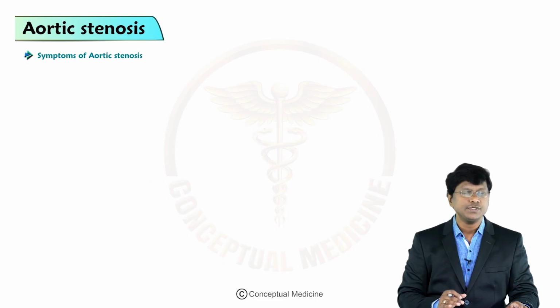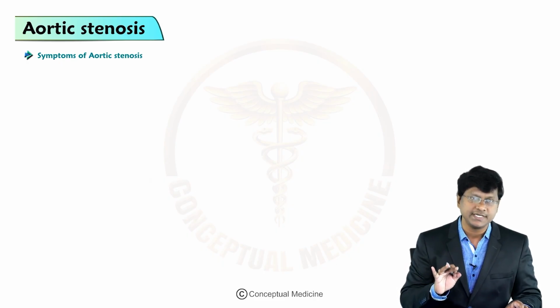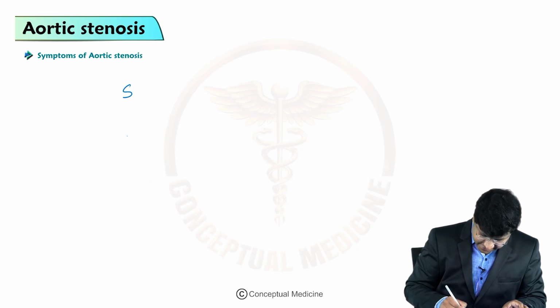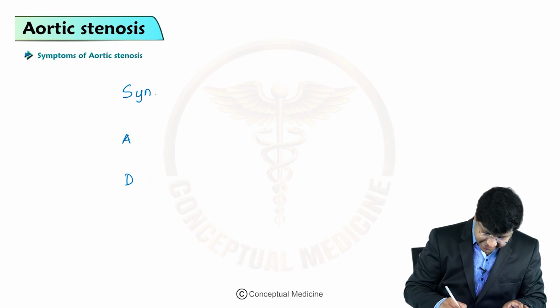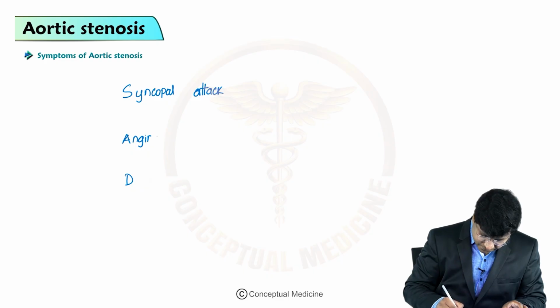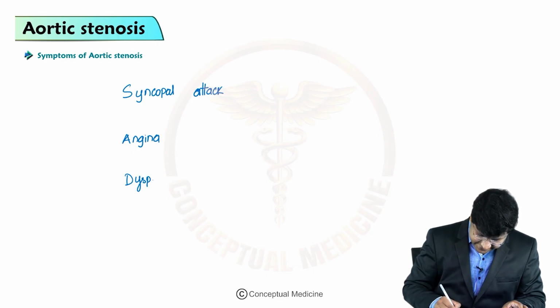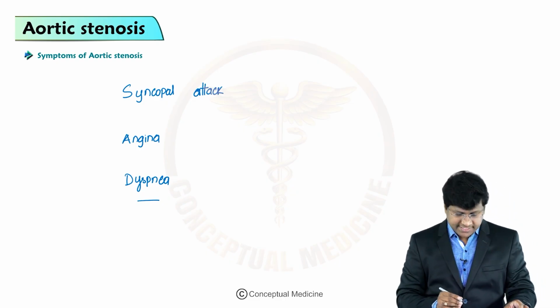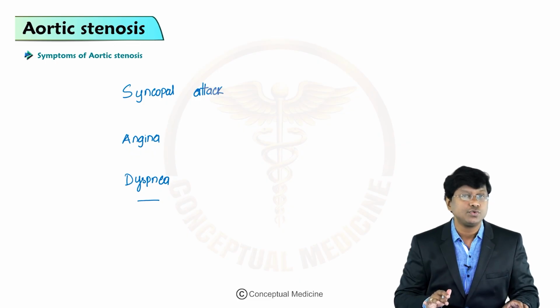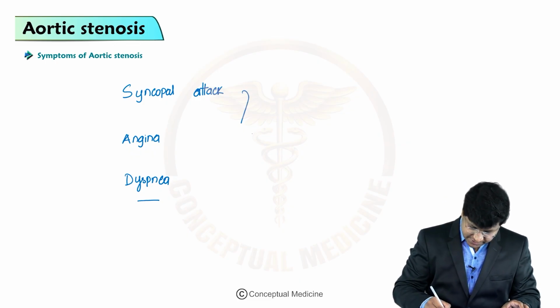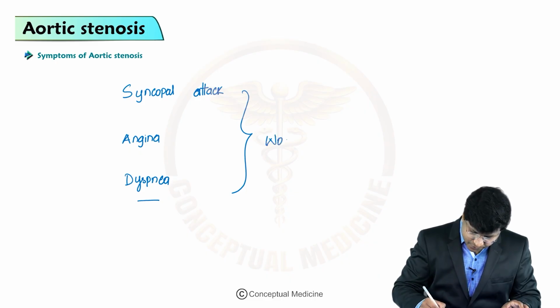Now coming to the symptoms. So we have three important symptomatologies in aortic stenosis. So please remember the mnemonic, that is SAD. S stands for syncopal attack. Right? A stands for angina. D stands for dyspnea. Okay, so these are the symptoms of aortic stenosis, and those individuals who have the symptoms of aortic stenosis indicate a worse prognosis.